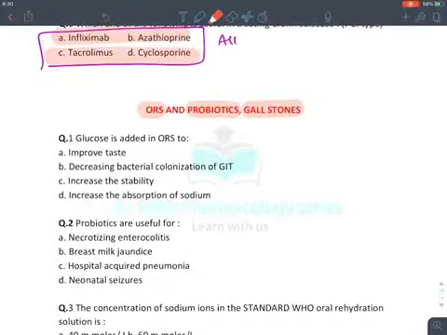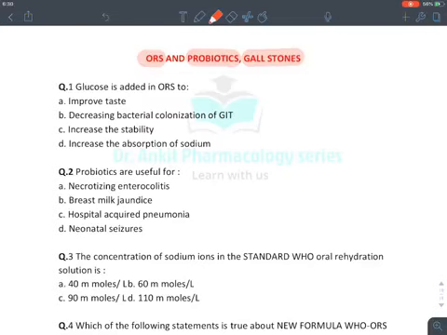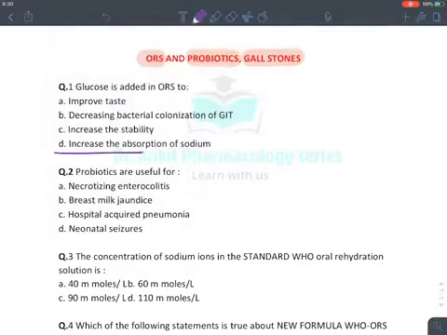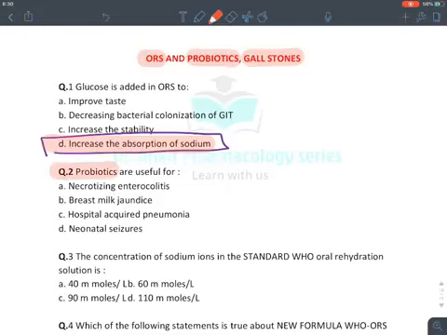Okay. So let's talk about now the questions. Why is glucose added to ORS? The mainstay of adding glucose to the ORS is to increase the absorption of sodium. Okay. To increase the absorption of sodium by co-transportation. Now the next question is asking probiotics are used in.